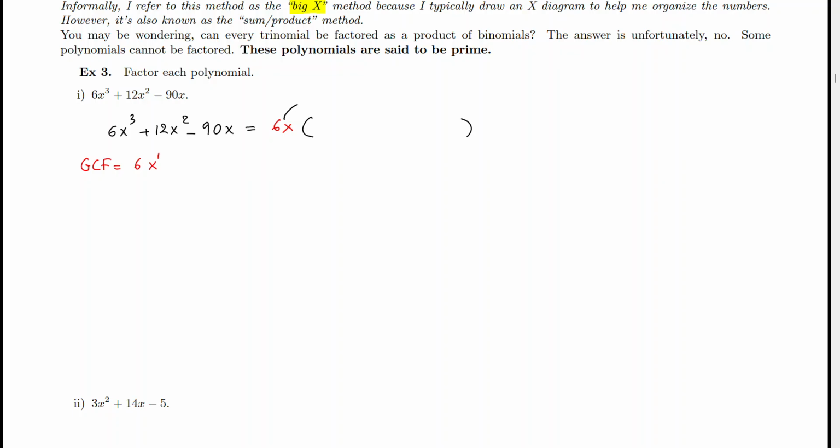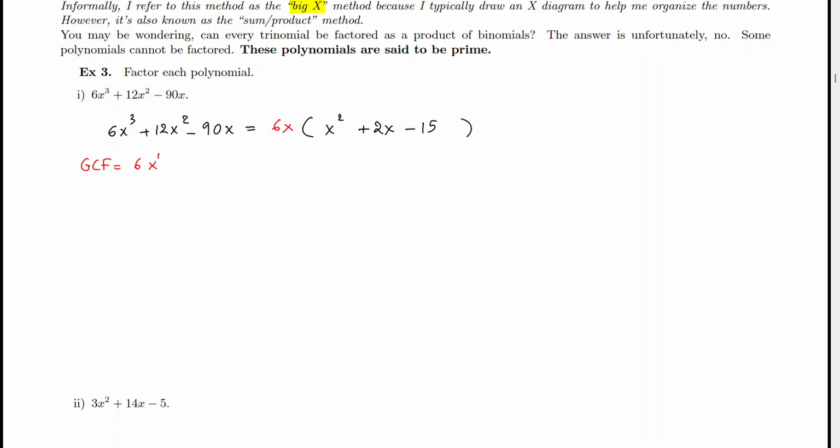So since that's a GCF, we write it first, and once we write it, we will copy the missing terms. So 6x times what will be the original 6x cubed? Well, I need just simply x squared. Next, 6x times what will be the original 12x squared? I'm going to need to put 2x in here. And finally, 6x times what will be the original negative 90x? Seems like we need negative 15. 15 times 6 will be the negative 90.